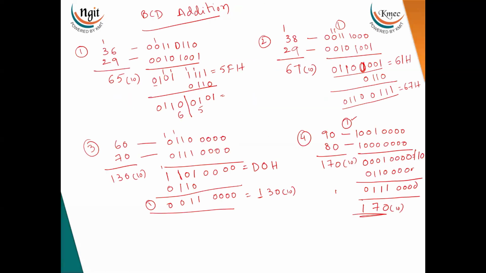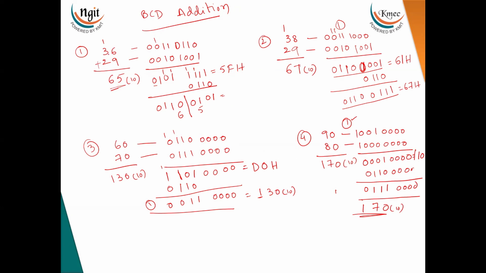First, we will analyze what is BCD addition. You might have studied it in digital electronics. Now, in the first example, if I am adding 36 with 29, then this is the answer in BCD. BCD is nothing but what? Binary coded decimal.